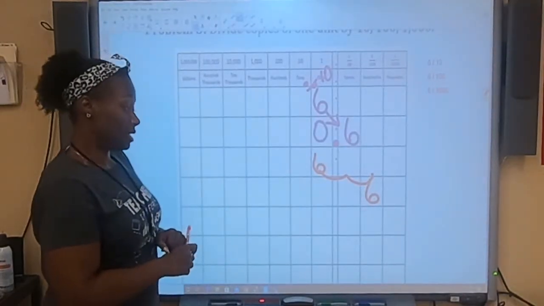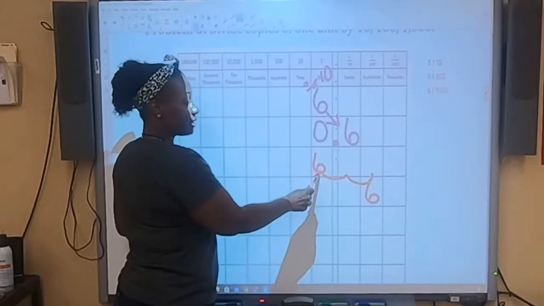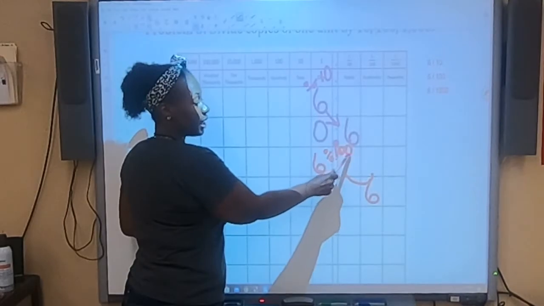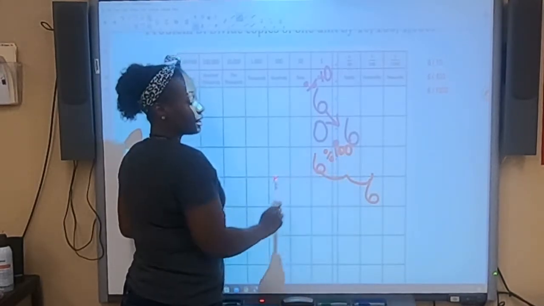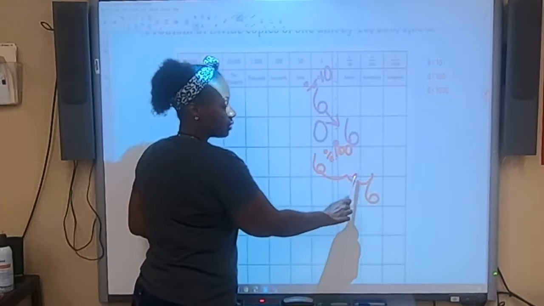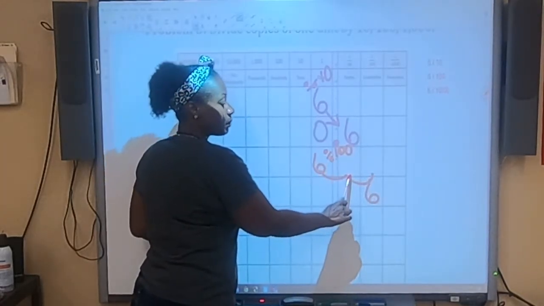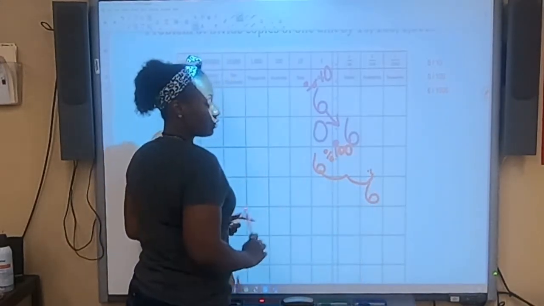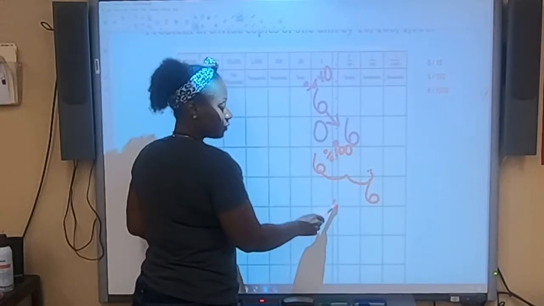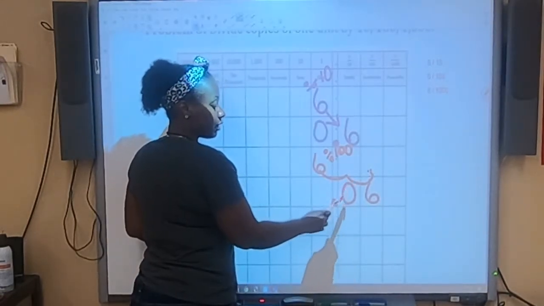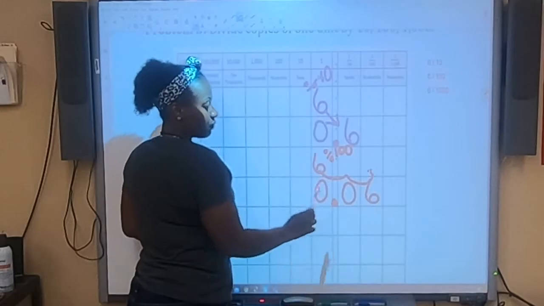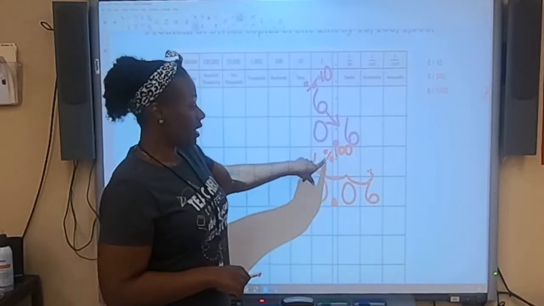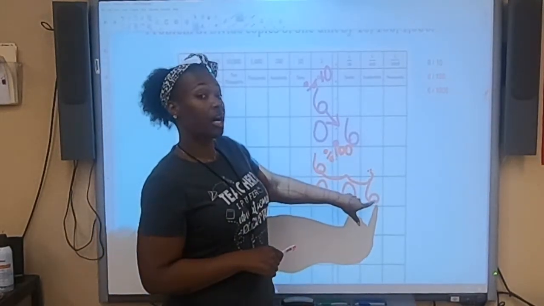Let me repeat what I just did. I need to divide this 6 by 100. Notice 100 has 2 zeros. So that tells me I need 2 hops. So not only did I hop to the tenths place, I also had to hop to the hundredths place. I set my 6 in the hundredths place. I'm not at that decimal, so I need a 0 to get me there. And remember, we just like a 0 in the ones place. So that tells me that 6 ones divided by 100 gives me 6 hundredths.